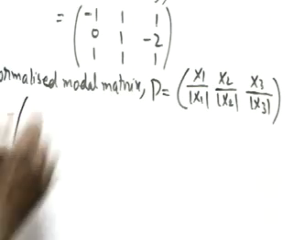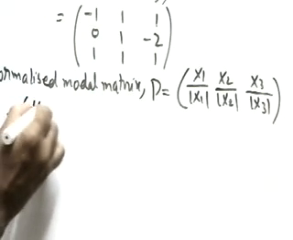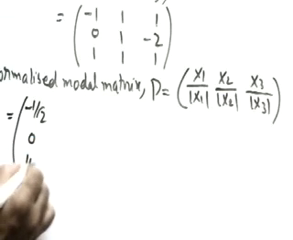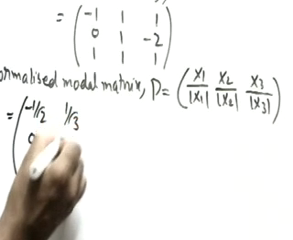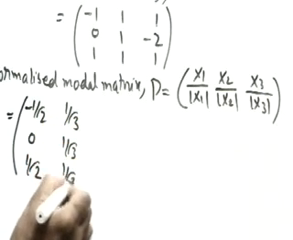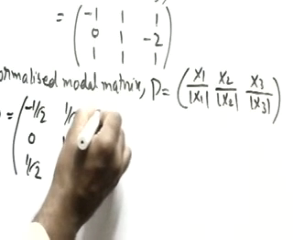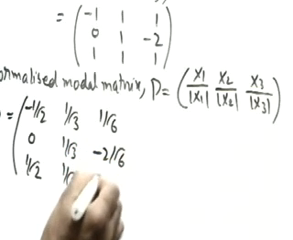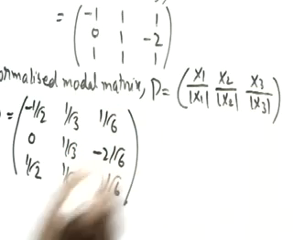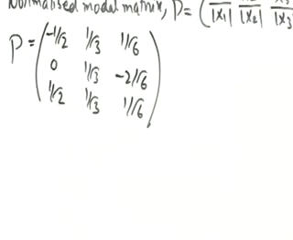So let us divide x1 by mod x1. We have to divide: minus 1 by root 2, 0 by root 2 which is 0, 1 by root 2. Now for x2 we have to divide by root 3: 1 by root 3, 1 by root 3, 1 by root 3. This is the value of P. Now next one is 1 by root 6, minus 2 by root 6, 1 by root 6. So this is the normalized model matrix. Now we know the value of P.